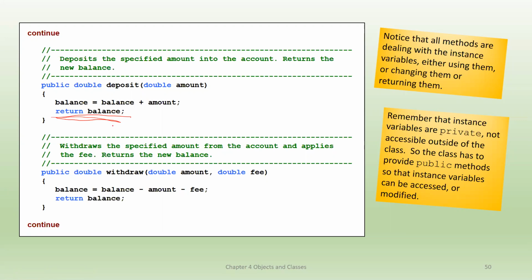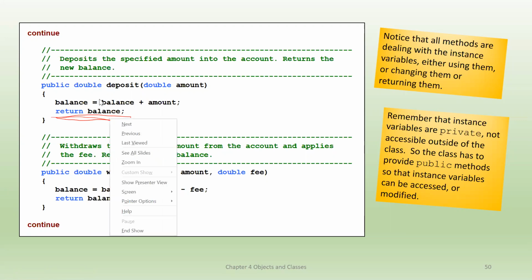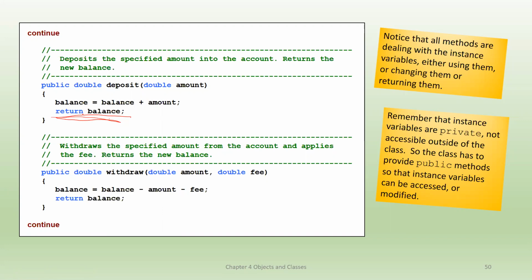Why do I have to return balance, everybody? Because that's what's getting updated when you run that method. Okay, because this method requires you to return a value, right? It's declared in the method header.